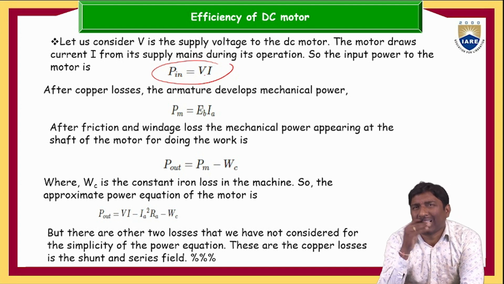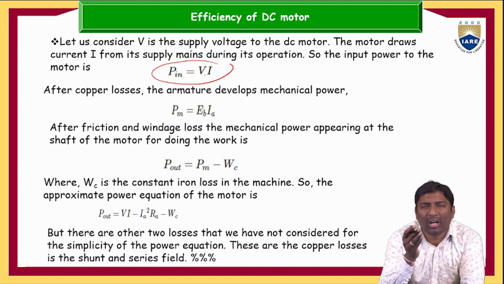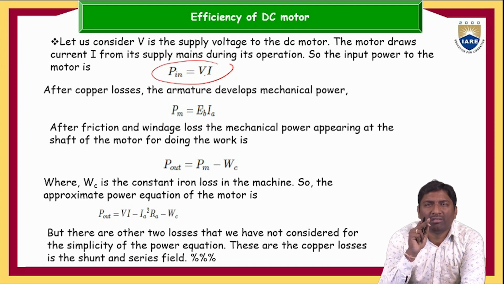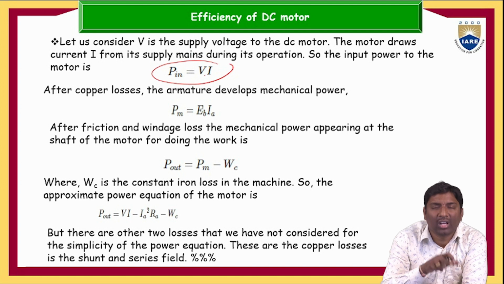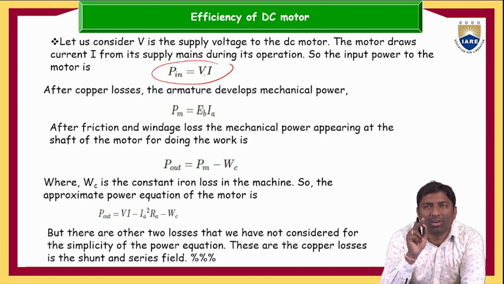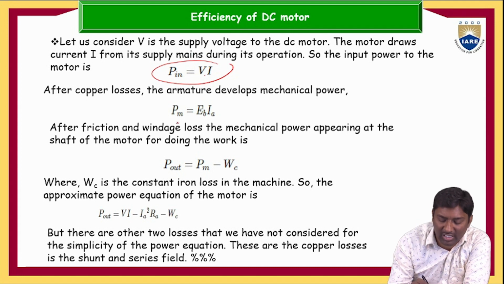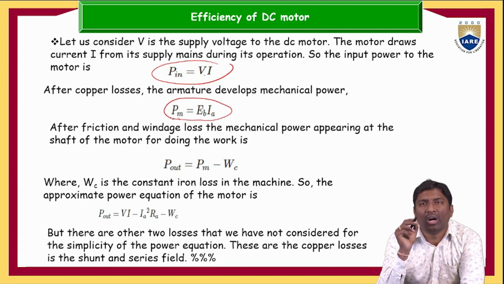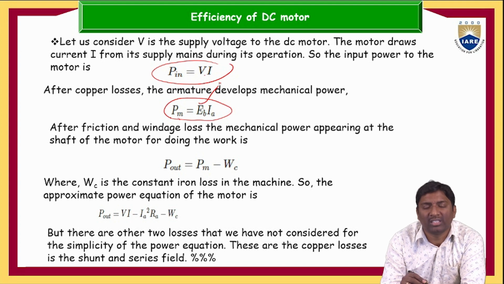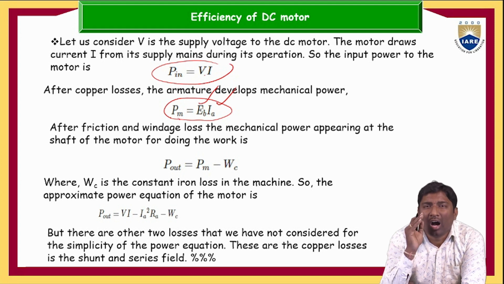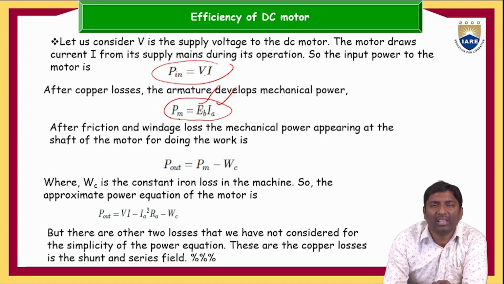And after the copper losses, according to the power stages in the case of the DC motor, from the input to the conversion process we get the losses. After the copper losses, the armature develops the mechanical power in the armature winding, that is Pm is equal to Eb into Ia, where Eb is the back EMF of the DC motor and Ia is the armature current of the DC motor. After that, in between the conversion process and the output process, according to the DC motor power stages, we get the friction losses.